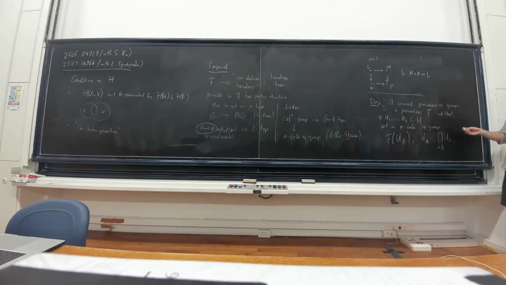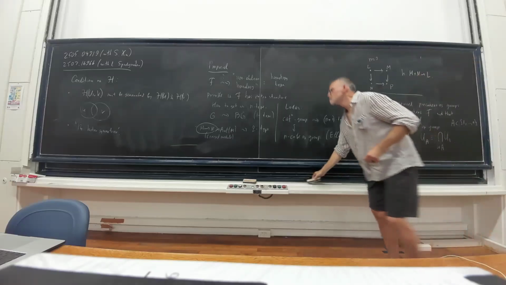So A can be any subset like this. So I get these groups, and I have maps. The maps come for free just because it's a precosheaf. So I get an n-cube, but you also need extra structure like that. And a crossed precosheaf is precisely saying that I'm getting this extra structure. This is my extra data, a crossed precosheaf. So if I have this, then I can do the following. I can now have a Čech structure.